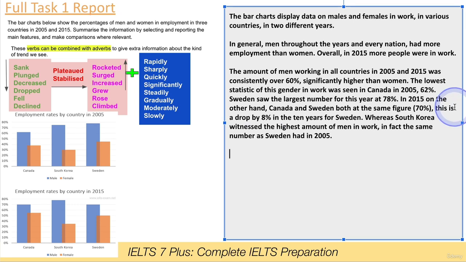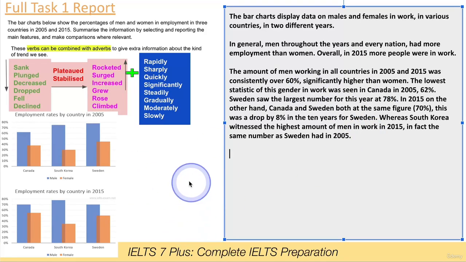Or this is, we're checking our tenses, this was, past tense. Whereas South Korea witnessed the highest amount of men in work. In fact, the same, let's put in 2015. In fact, the same number as Sweden had in 2005. So we've already stated that figure, 78%. So we're not repeating ourselves, we're just saying things in different ways, which is quite nice.